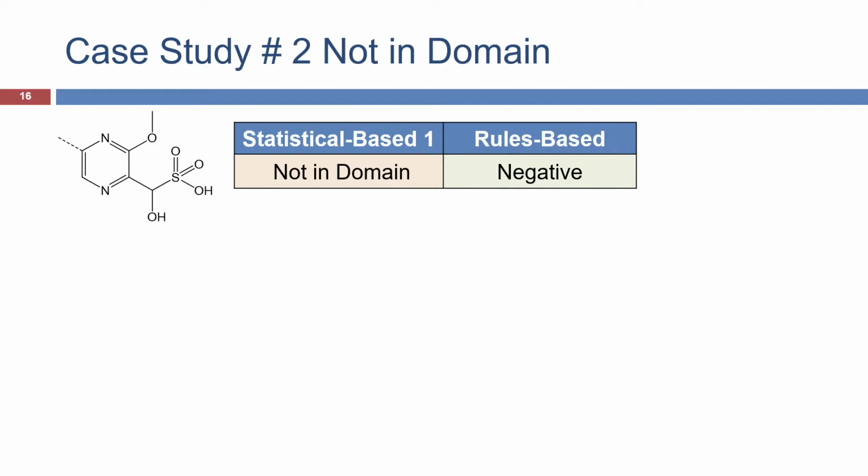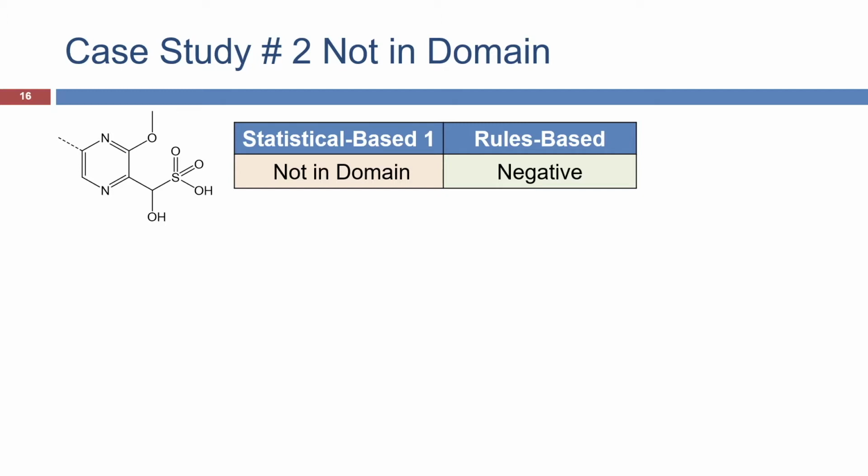Our second case illustrates the not in domain. And this is, in my experience, a very common occurrence. There are limited training sets in the databases, and not every single molecule will have all the substructures available to make a prediction.